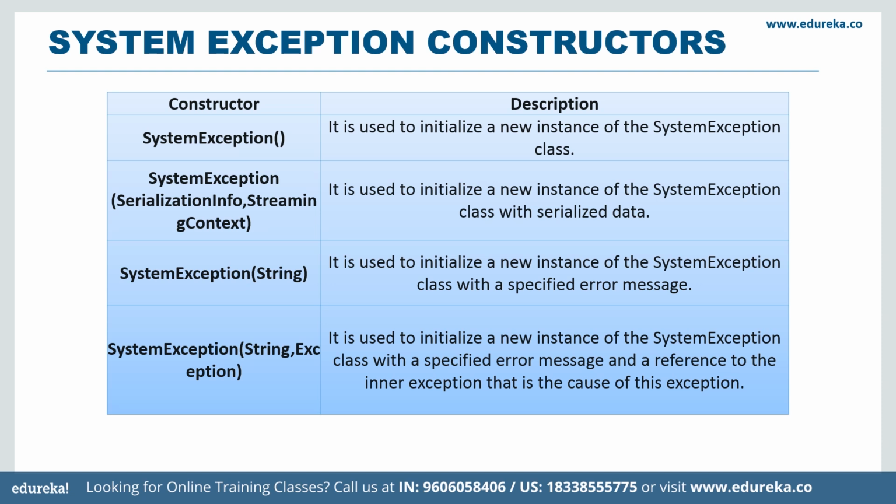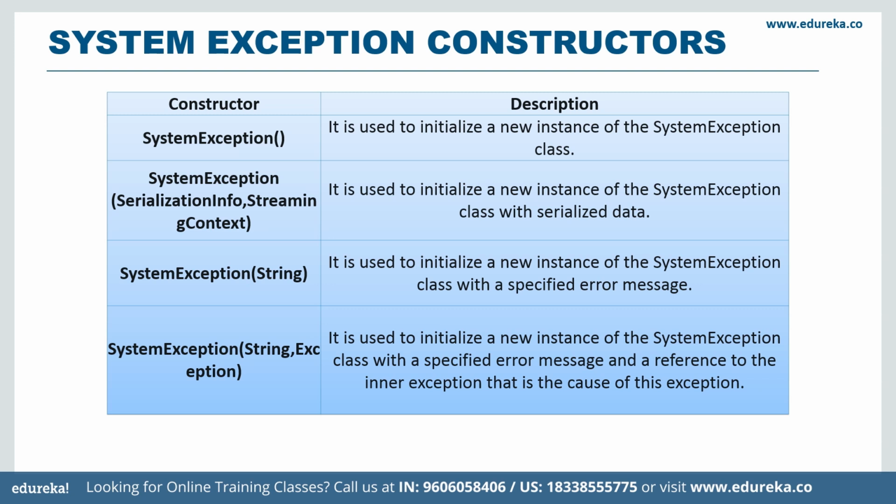The SystemException constructor is used to initialize a new instance of the SystemException class. Then we have SystemException with SerializationInfo and StreamingContext, which is used to initialize a new instance of the SystemException class with serialized data. Then we have SystemException with string. It is used to initialize a new instance of the SystemException class with a specified error message. Then we have SystemException with string and exception, which is used to initialize a new instance of the SystemException class with a specified error message and a reference to the inner exception that is the cause of this exception.